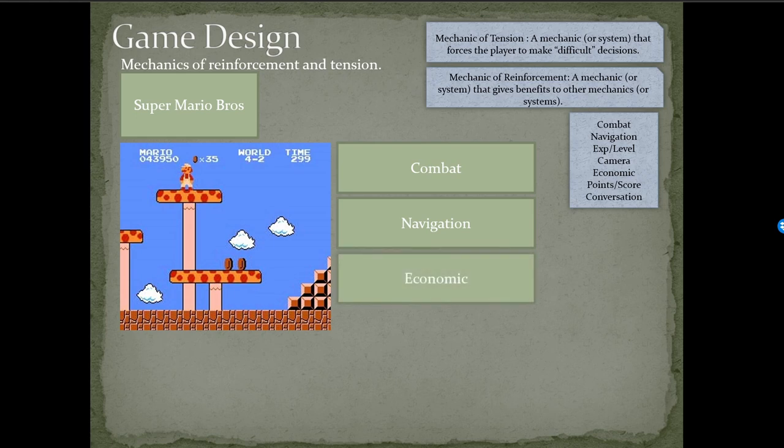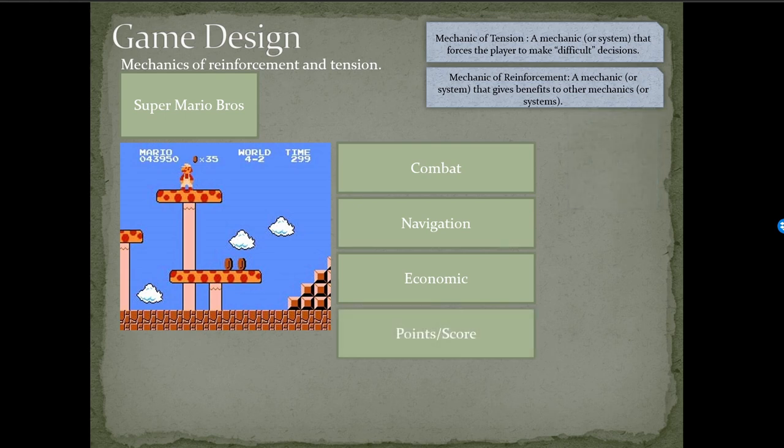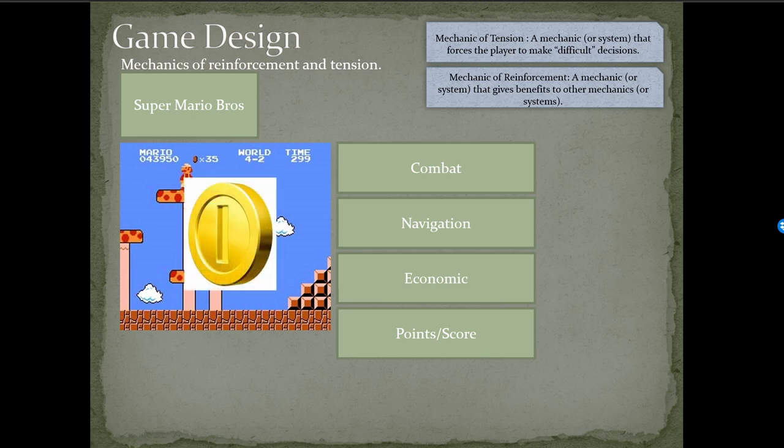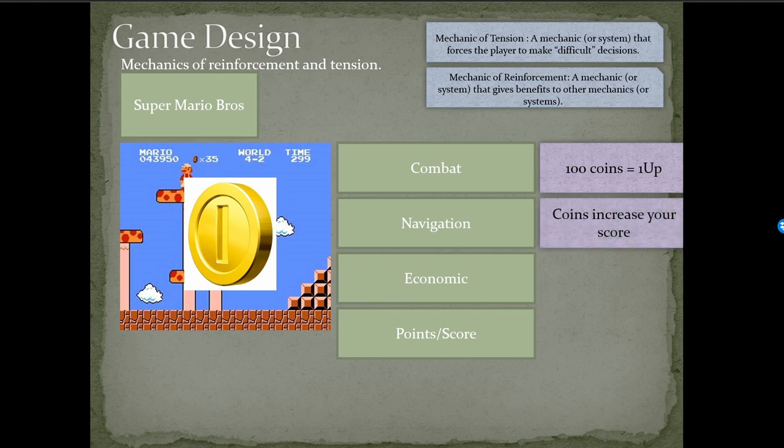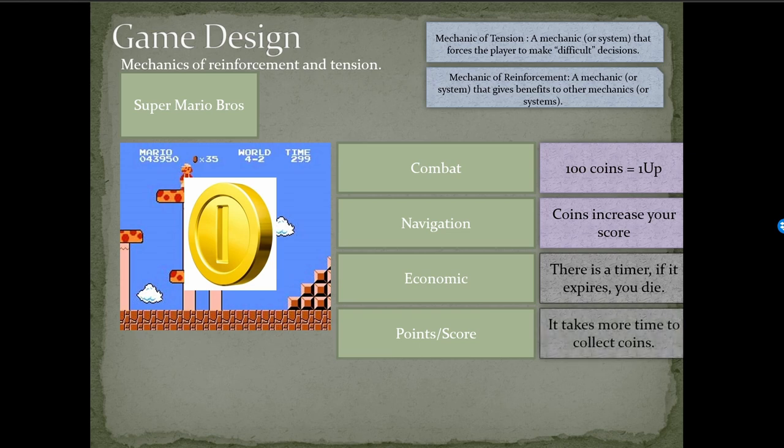You have to gain 100 coins in order to gain a life. And it's got a point scoring system. You can see in the top left there. It's just a score. It's based on everything you've collected and how quickly you've moved through the level. So coins. 100 coins equals a life. Coins increase your score. There is a timer. If it expires, you die. It takes more time to collect coins.